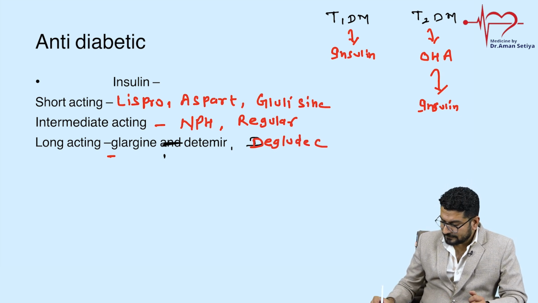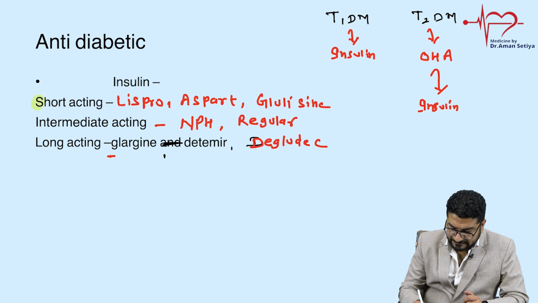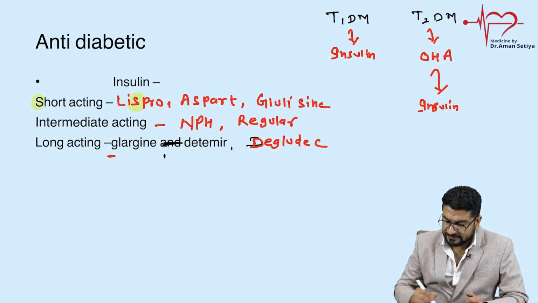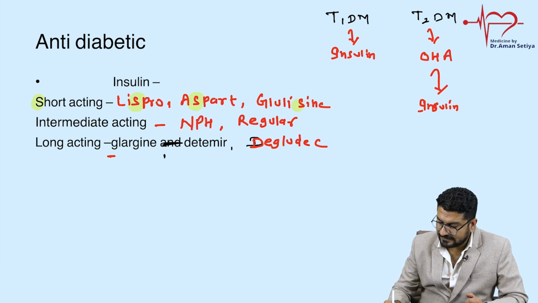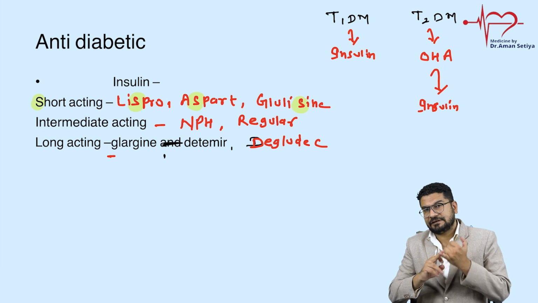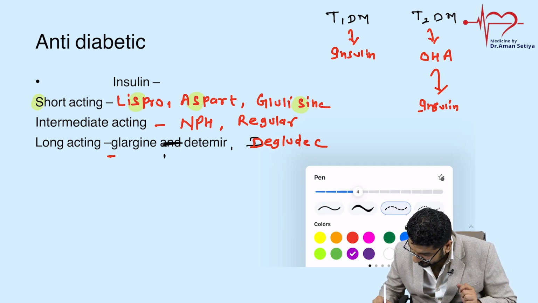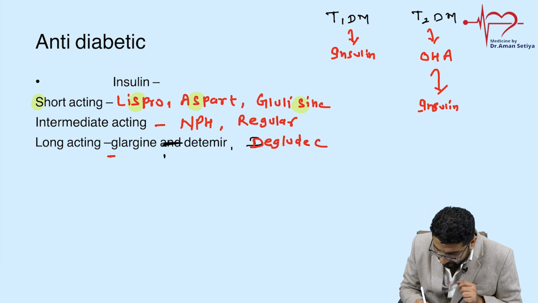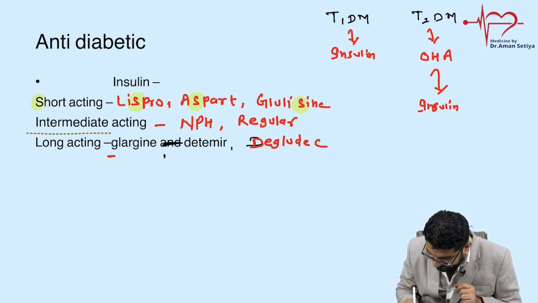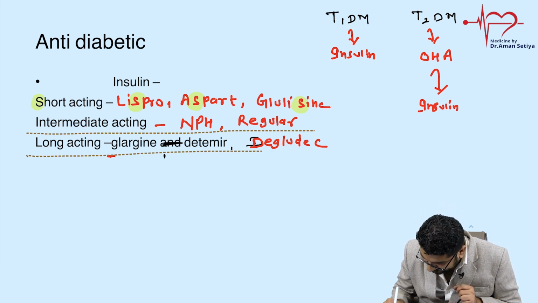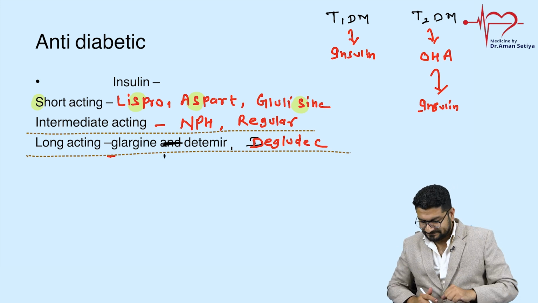Now how to remember this? Look at the screen. If you see, short acting is having S: Lispro is having S, Aspart is having S, Glulisine is having S. So all short-acting insulins have S in the name. And if you look carefully, nowhere is S in intermediate, long, NPH, regular. Nowhere is it S.